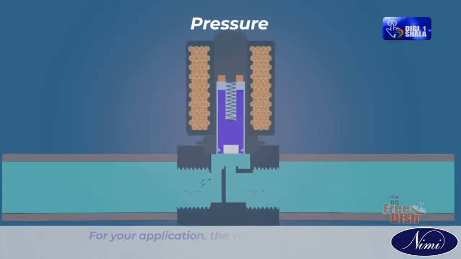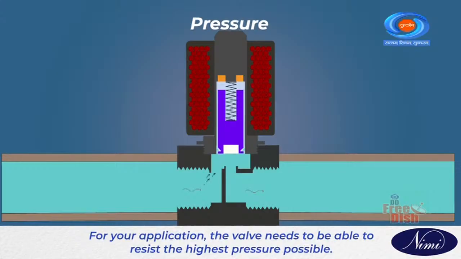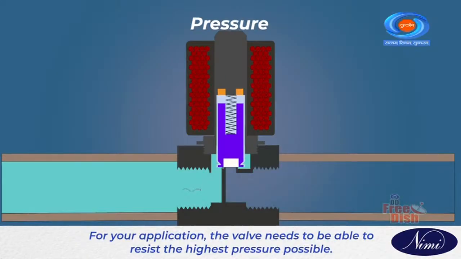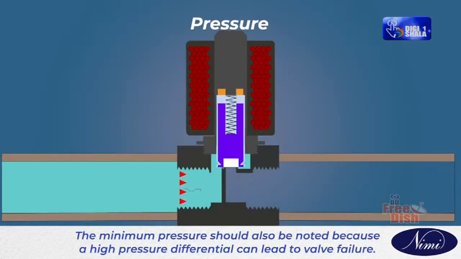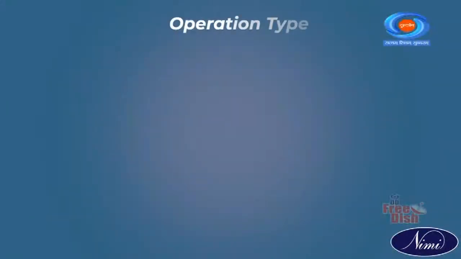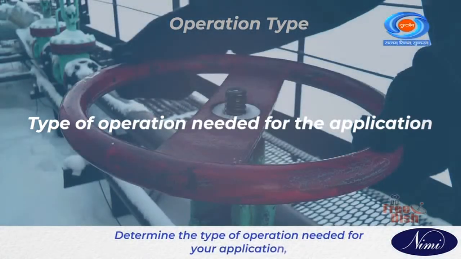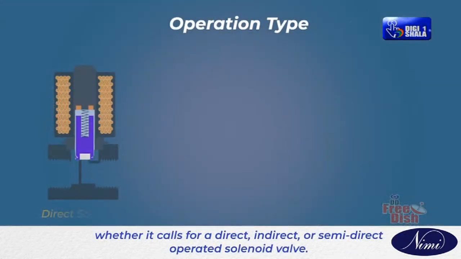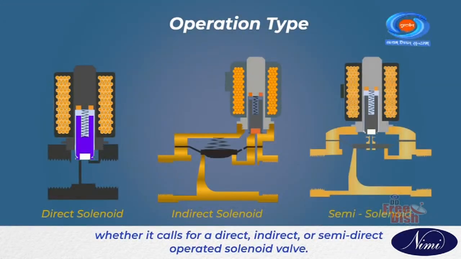Pressure. For your application, the valve needs to be able to resist the highest pressure possible. The minimum pressure should also be noted because a high pressure differential can lead to valve failure. Operation type. Determine the type of operation needed for your application, whether it calls for a direct, indirect, or semi-direct operated solenoid valve. Seal material.